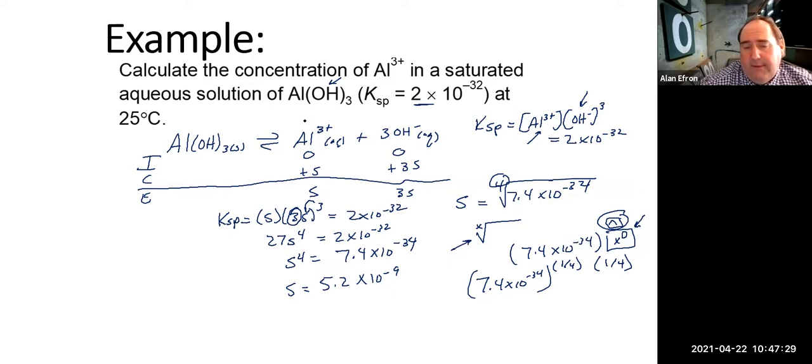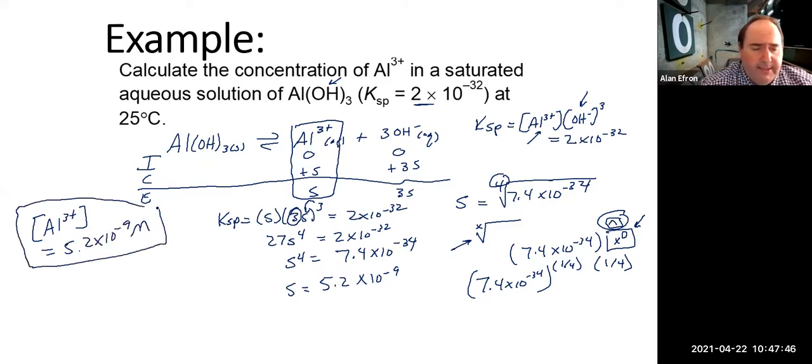So going back to our table, we see that S is what Al3+ equals. So that would be the concentration of aluminum ions in our solution at that point, 5.2 times 10 to the minus 9. We do want to put molar because it is a concentration. Any questions on that problem there?